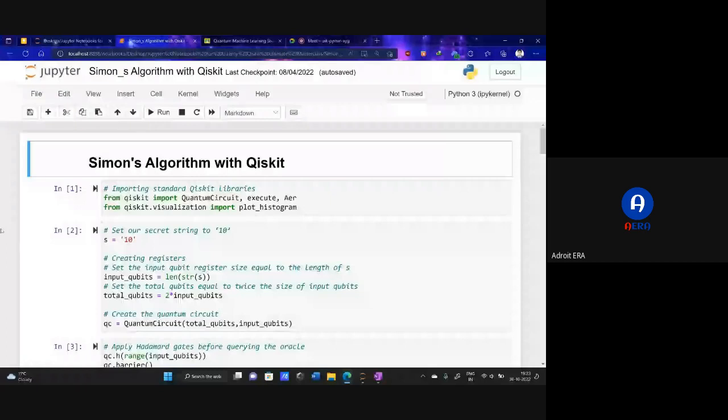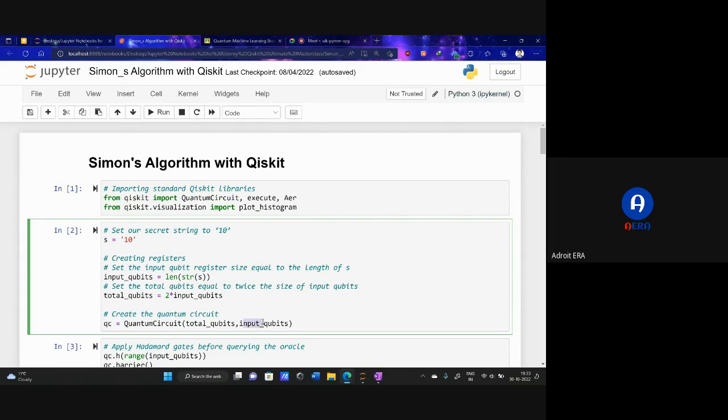So now what happens is we decide our secret string s, okay, and we make it 1 0. We create registers, okay. One is the input qubit, and then total qubit, which is 2 times the input qubit. So that will be the total number of qubits. So we create our quantum circuit with total qubits, basically twice the input size, and then we give the second argument as input qubits.